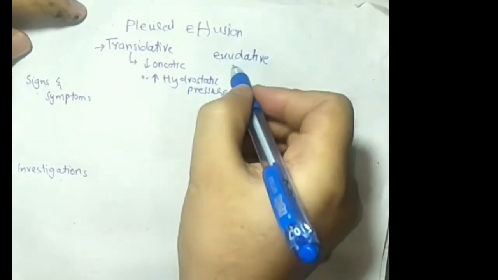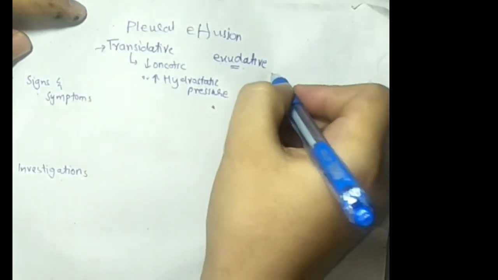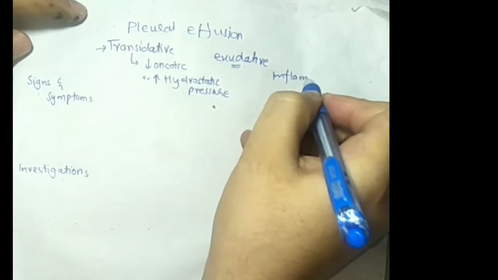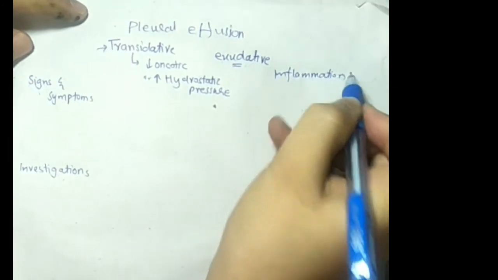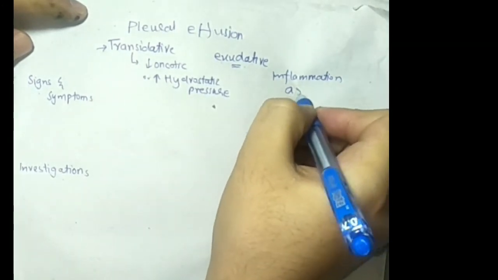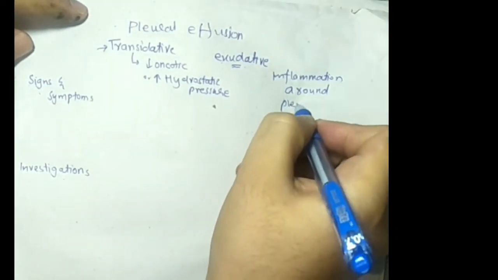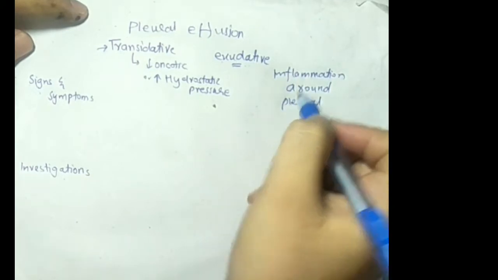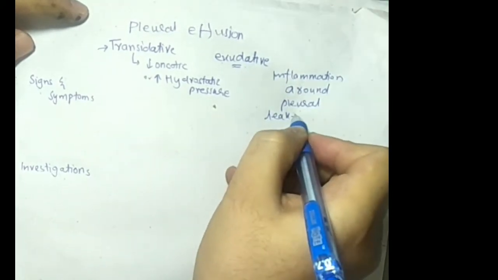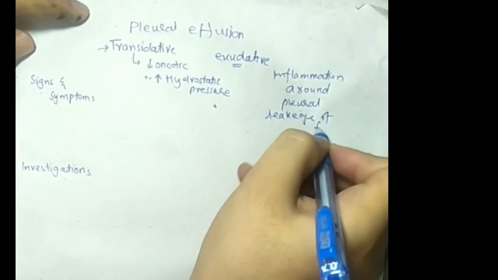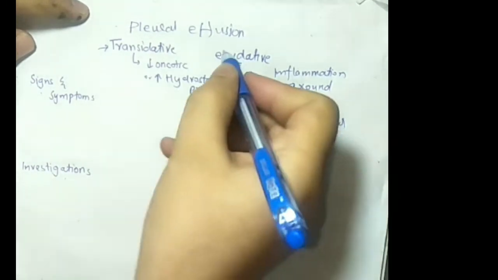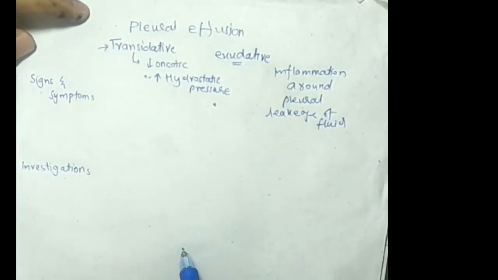Another type is exudative type, in which there is inflammation of vessels around the pleura. So due to inflammation, there is leakage of fluid, which is exudative type of pleural effusion.